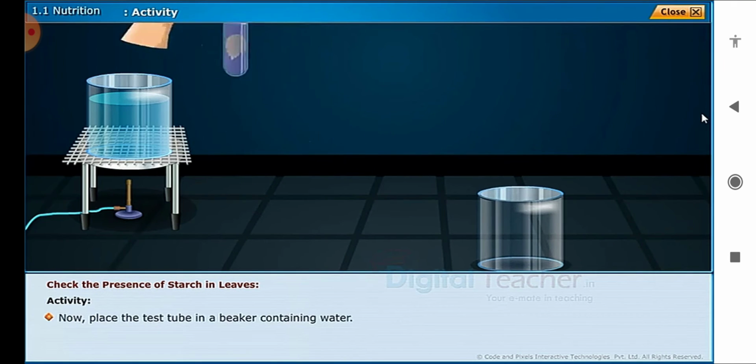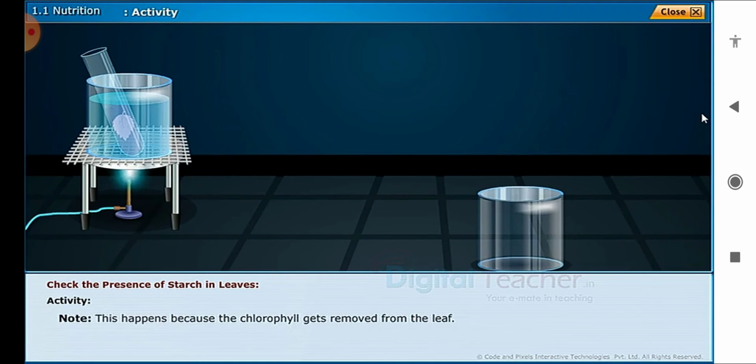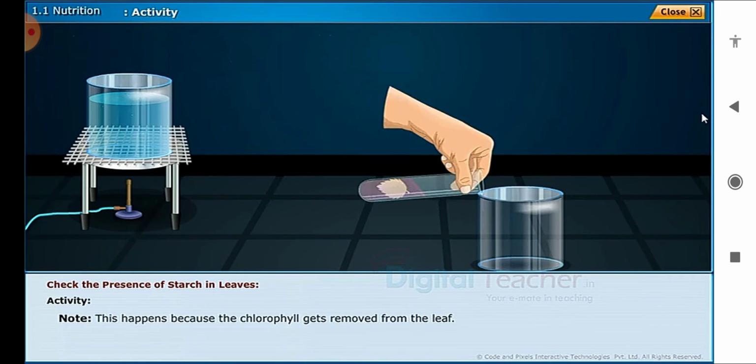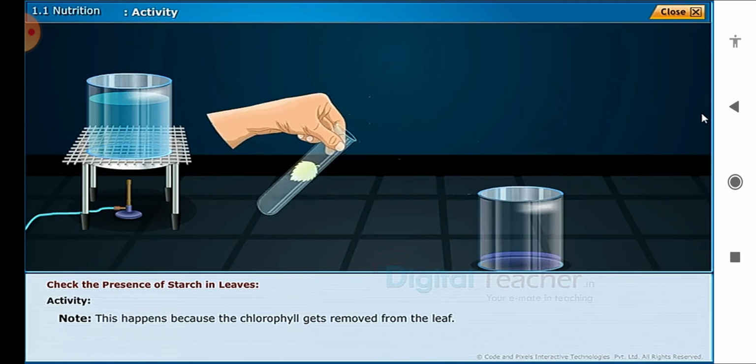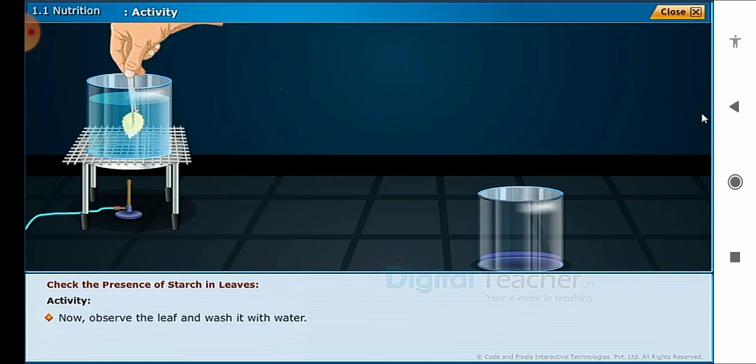Now, place the test tube in a beaker containing water. Gently heat the test tube in the beaker containing water until the leaf becomes pale white. Note, this happens because the chlorophyll gets removed from the leaf. Now, observe the leaf and wash it with water.